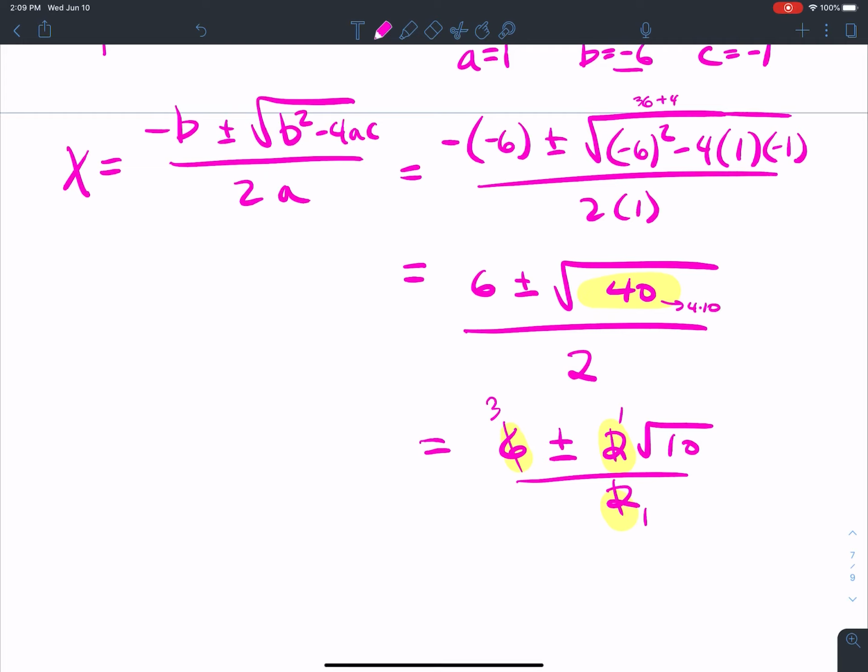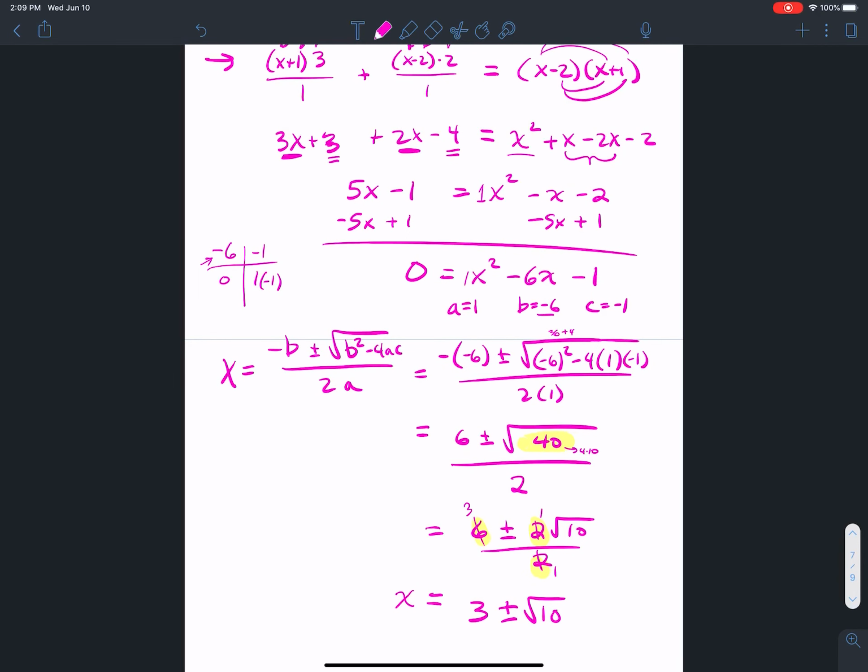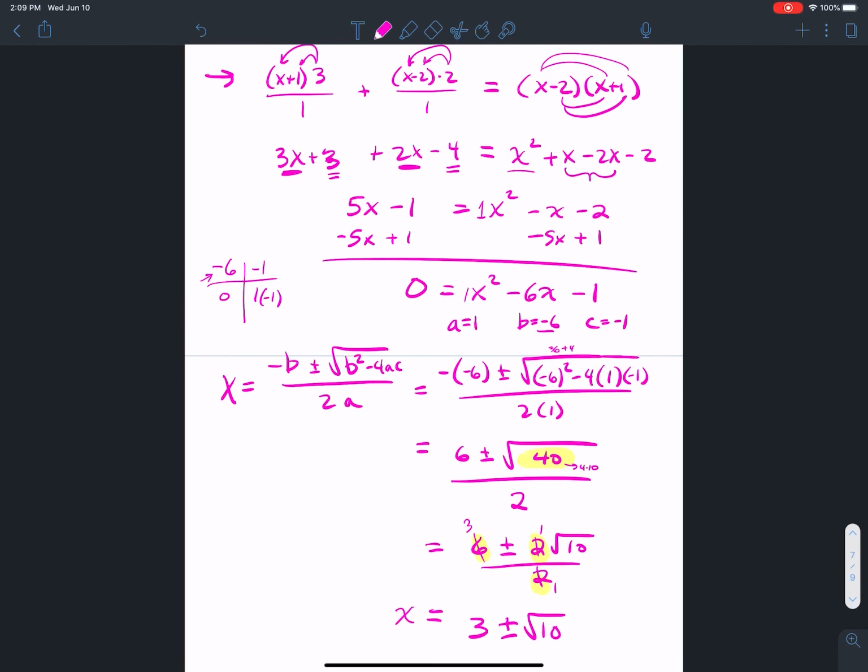So what does that equal? That's 3 plus or minus the square root of 10. That's my x value there. Now, those are the solutions. We've got to check them. You've got to check the solution.